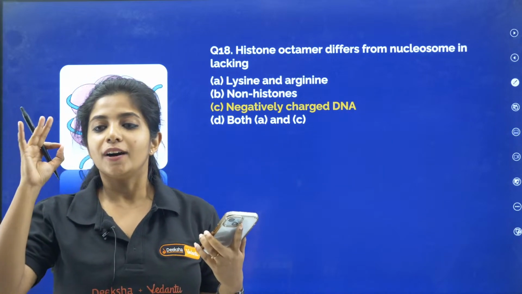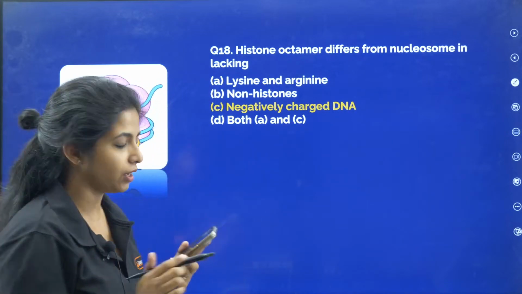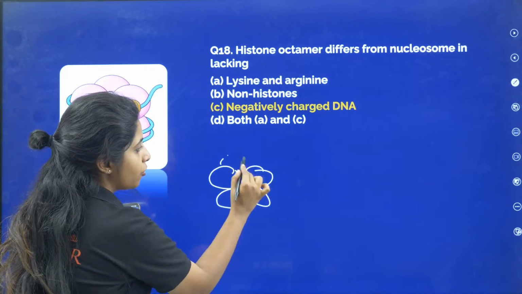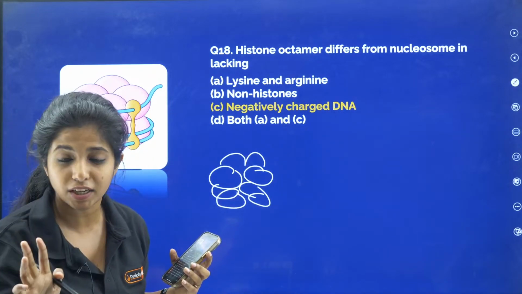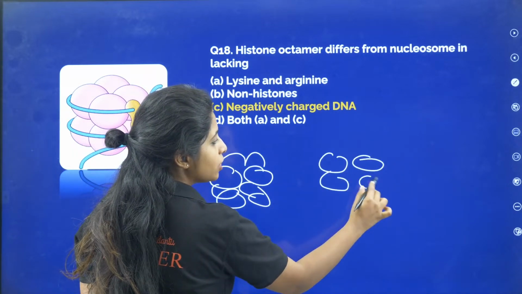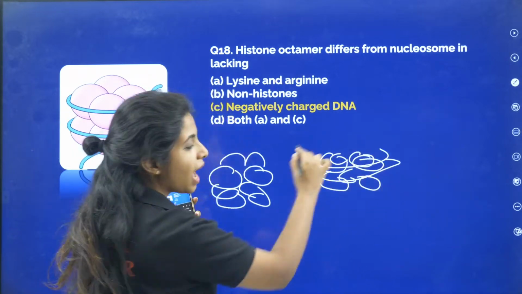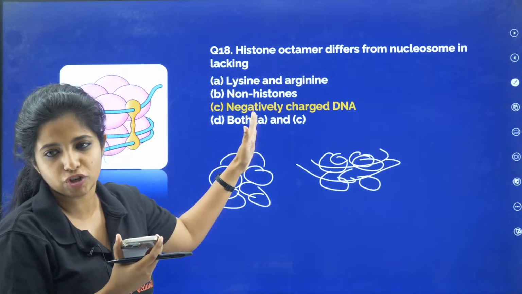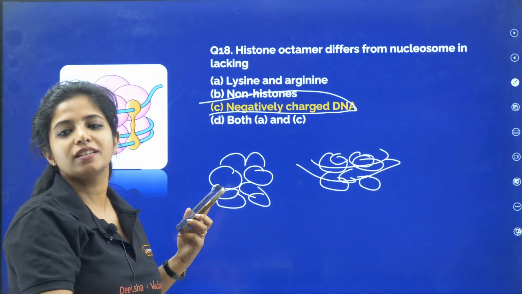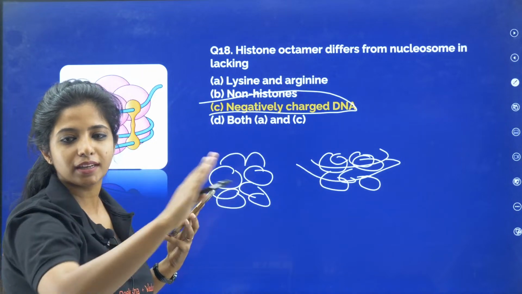Histone octamer differs from nucleosome in lacking what? When you talk about histone octamer, you're talking about histone proteins. 1, 2, 3, 4, 5, 6, 7, 8. How many histones? 8 histones are there. How do they differ from the nucleosome? Nucleosome is basically when on this particular histone octamer you wrap what? The DNA, and DNA is what? Negatively charged. So negatively charged DNA. How do they differ? It is because in the nucleosome you also have the DNA along with it.